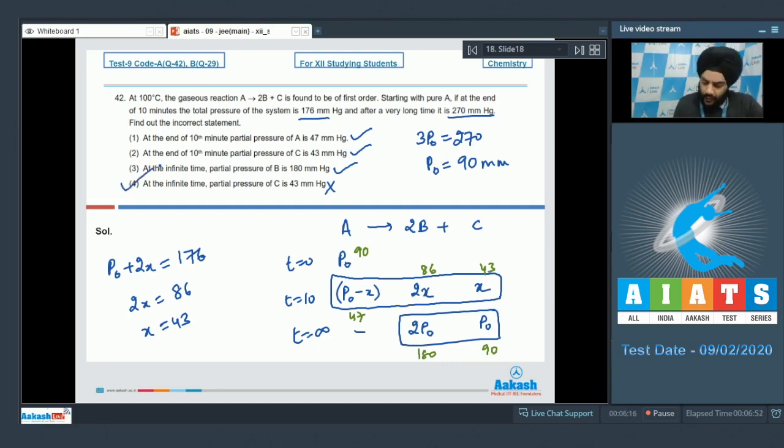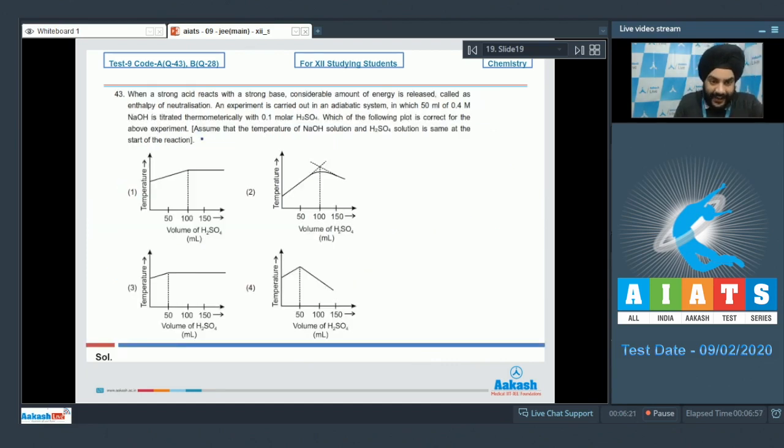Let us look at the next question now, students. Question number 43. When a strong acid reacts with a strong base, considerable amount of energy is released, called as enthalpy of neutralization. An experiment is carried out in an adiabatic system in which 50 ml of 0.4 molar NaOH is titrated thermometrically with 0.1 molar H2SO4. So students, in thermometric titrations, the temperature is noted. Okay. Which of the following plot is correct for the above experiment?